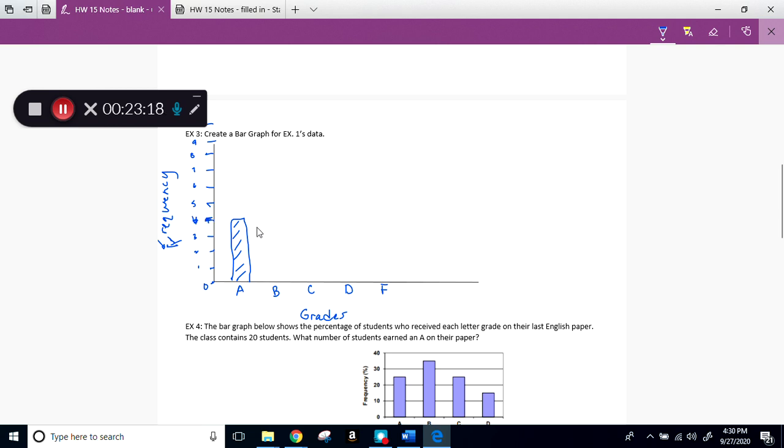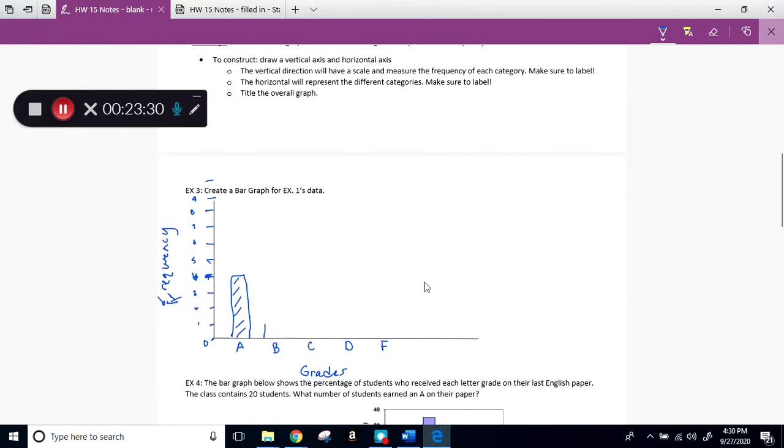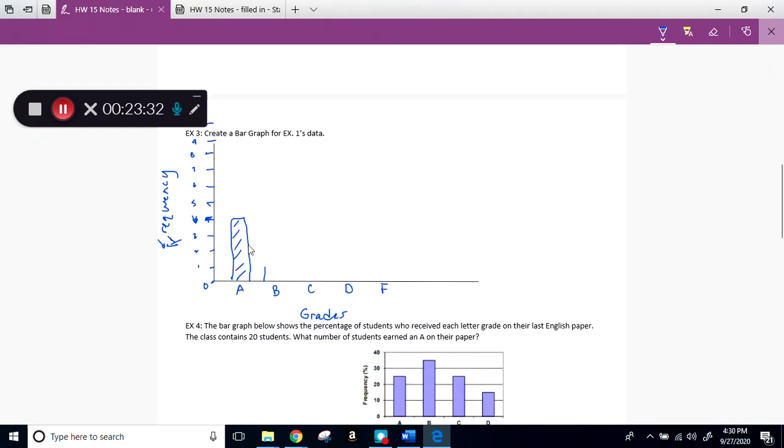Now, the B one is not going to touch it. It's going to come over a little bit. You're going to start another one here. Now, how many B's do we have? 7. So this one's going to go up to the 7.